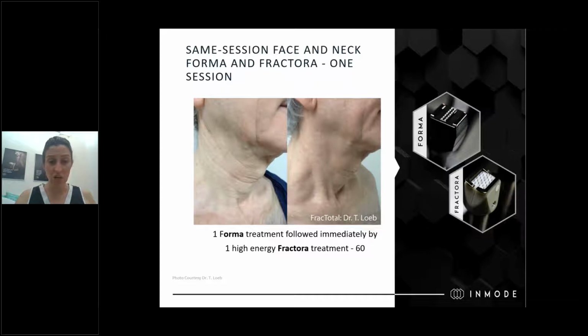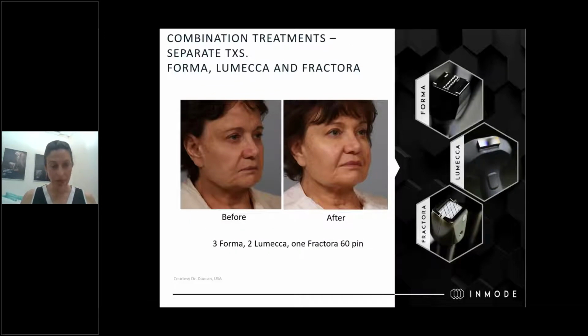Again, combination, one Forma treatment, one high energy Fructora treatment, showing super amazing results. And again, here is a combination of actually 3 applicators, so Forma, Lumecca, and Fructora.